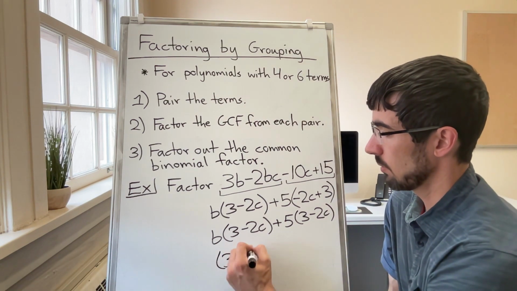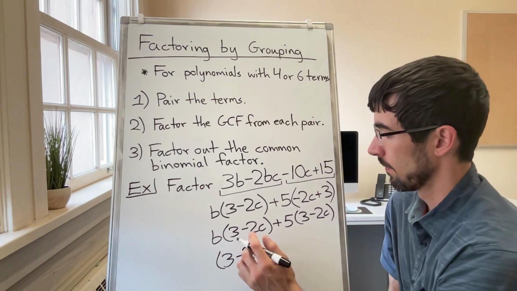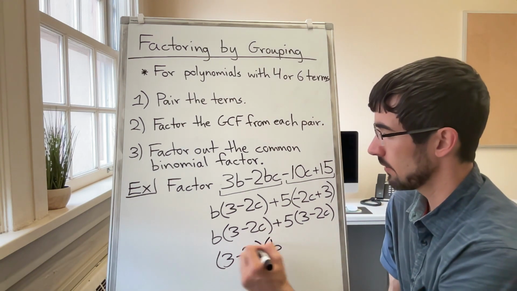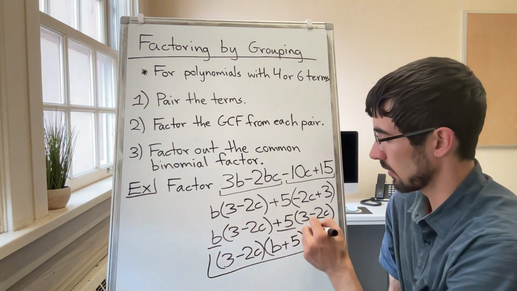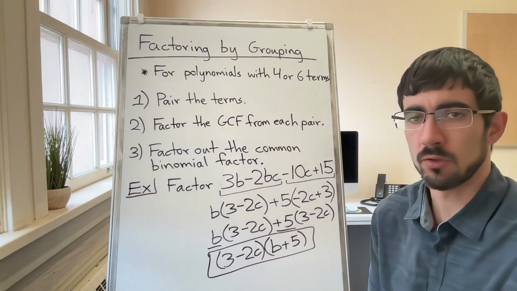Let's factor out 3 minus 2c and write what remains, which is b plus 5. This is the factored form of our original polynomial.